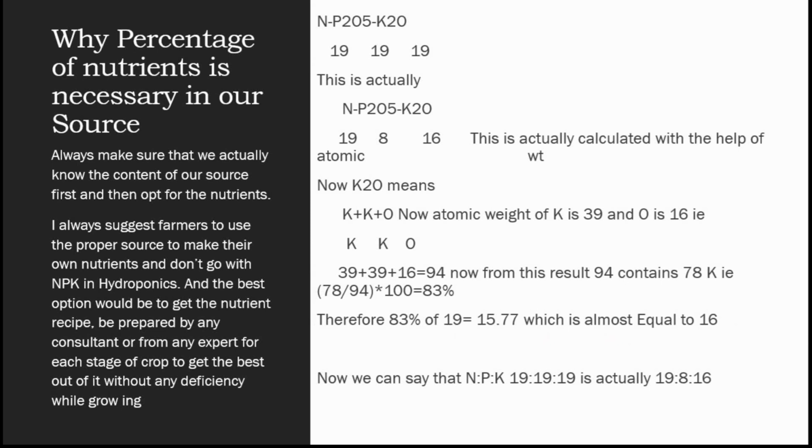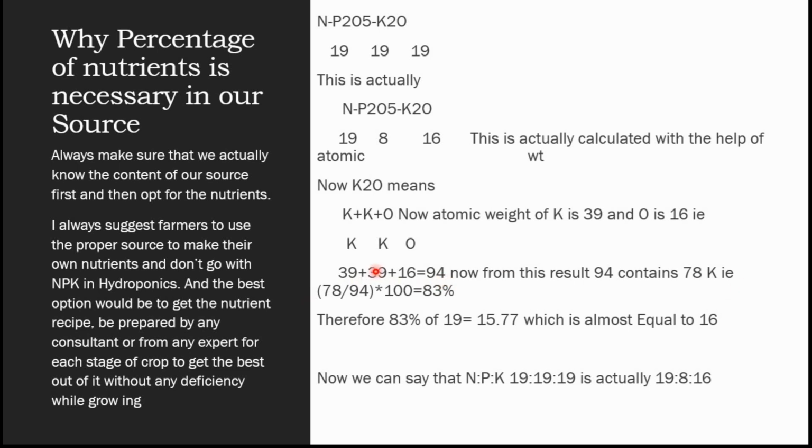Now, here K2O means K plus K, that is potassium plus oxygen. Now, atomic weight of K, that is potassium, is 39 and oxygen is 16. That is 39 plus 39 plus 16, that is equal to 94. Now, from this result of 94, it contains 78 potassium.